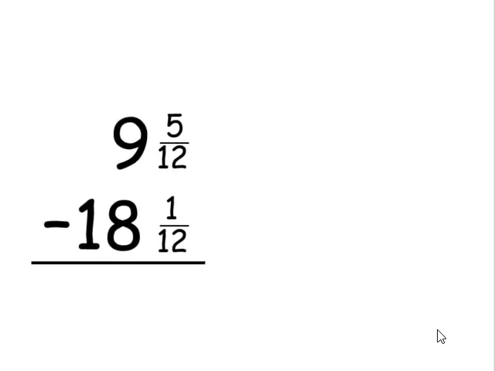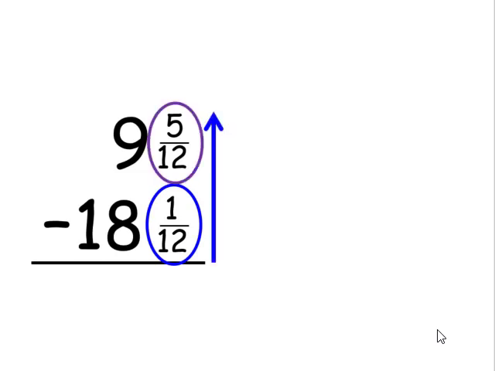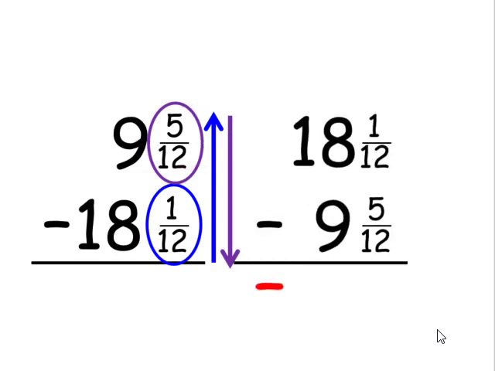Notice 9 is less than 18. We're going to have to rewrite this as 18 and 1/12 minus 9 and 5/12. One key mistake people make is not bringing the 1/12 up with the 18 and bringing the 5/12 down with the 9. It should look like this. But we're rewriting it as the opposite of that problem. The actual problem was 9 and 5/12 minus 18 and 1/12. We're writing it as 18 and 1/12 minus 9 and 5/12.